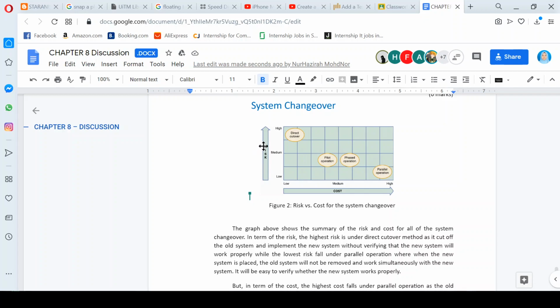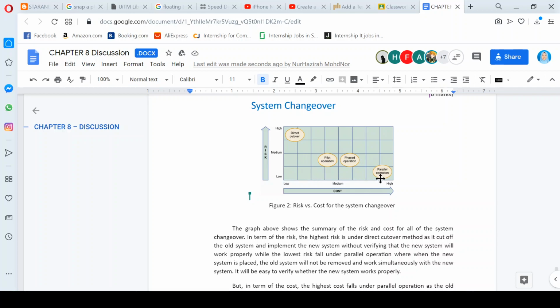Kalau tengok bahagian risk, yang paling tinggi adalah direct cut over dan yang paling rendah adalah parallel operation. In term of cost, yang paling tinggi adalah parallel operation dan yang paling rendah adalah direct cut over. Sekejap saya patah balik. Yang risk tu, direct cut over, risk dia tinggi sebab dia terus cut off old system dan implement new system, which dia tak tahu new system tu compatible ataupun boleh work well dengan environment yang lama.